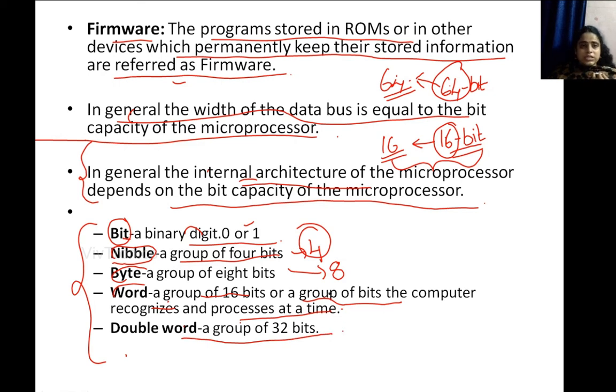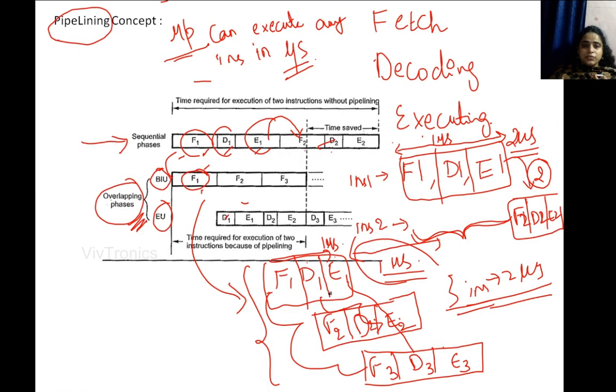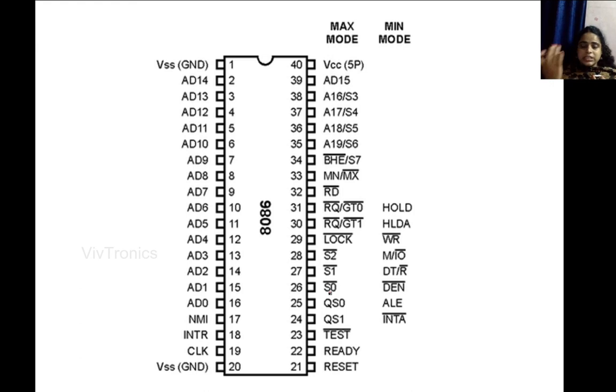Okay, so these are the basic terminologies that we have covered so far in this session, which are very useful to understand our 8086 microprocessor. And this is the pin diagram of microprocessor 8086. We are going to discuss the internal architecture of 8086 in the next session, and after that session we are going to finish the 8086 pin diagram also.